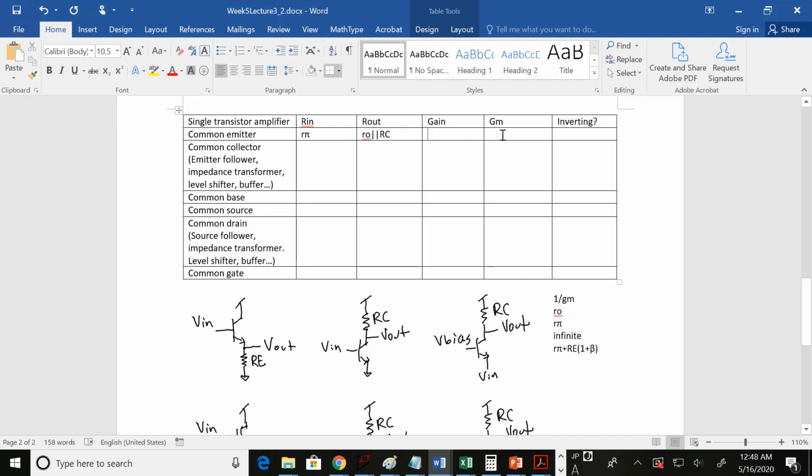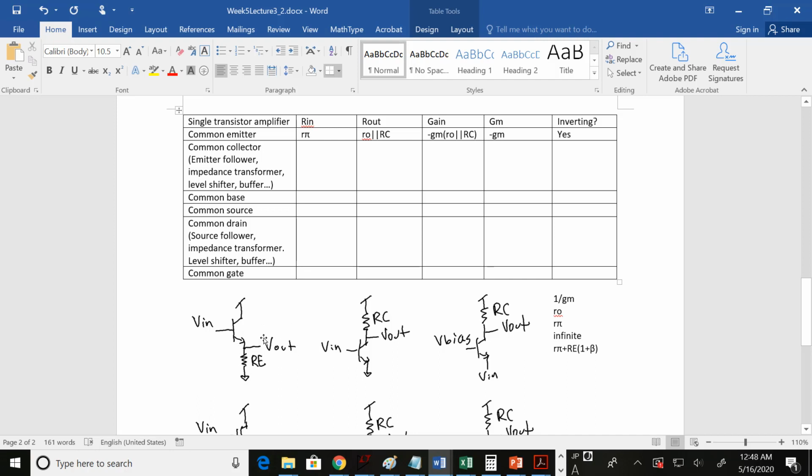So this is actually RO parallel RC. Okay. GM for a common emitter: it's inverting, so it's negative GM. And then the gain is just your big GM times your R out.